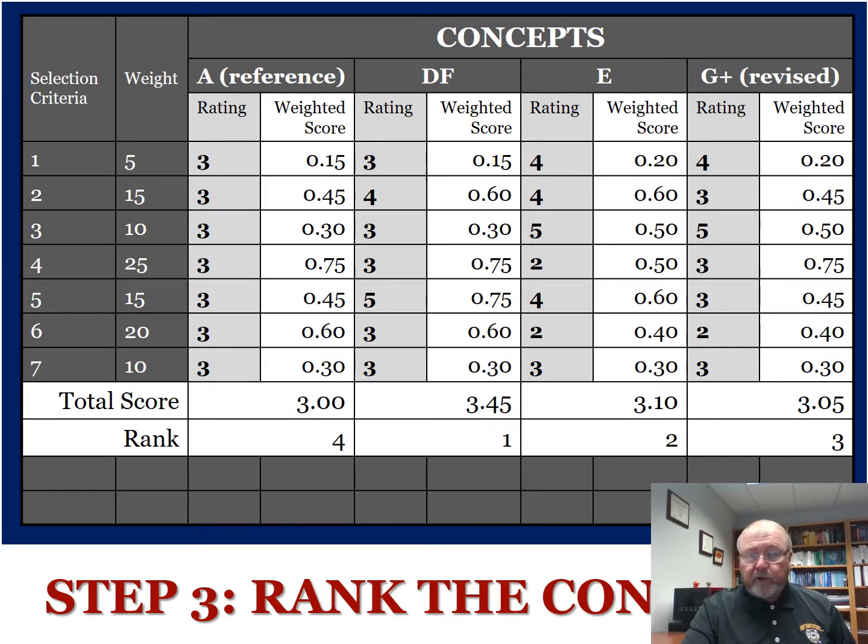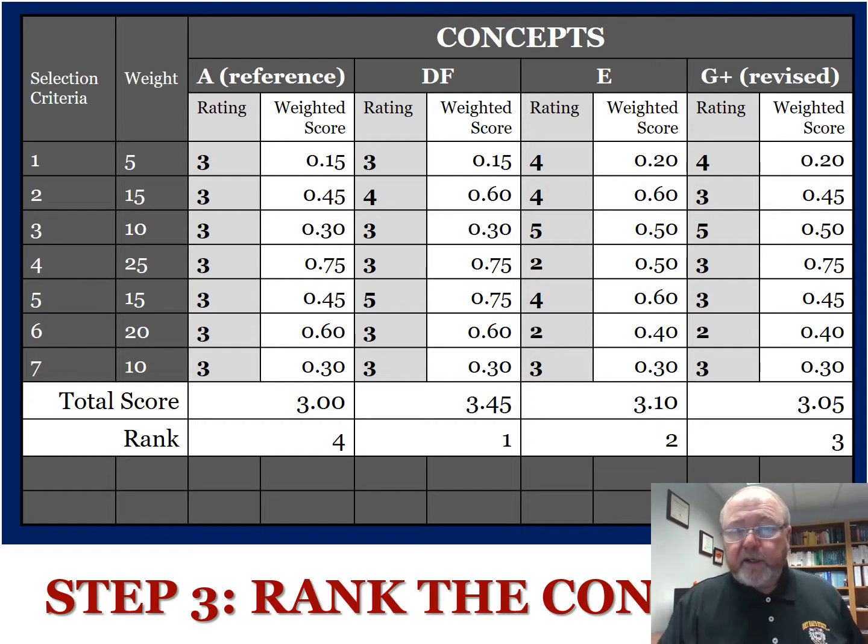That concept was worse on the most important criteria. Actually, it wasn't worse, I'm looking at DF. It wasn't worse, but are there some places where you might be able to pick up some points? Well, look, DF was only similar to the reference on criteria 3, whereas each of E and G+ were much better. Might we be able to learn something from E or G+ that we could incorporate into DF? If so, we'd want to do that.